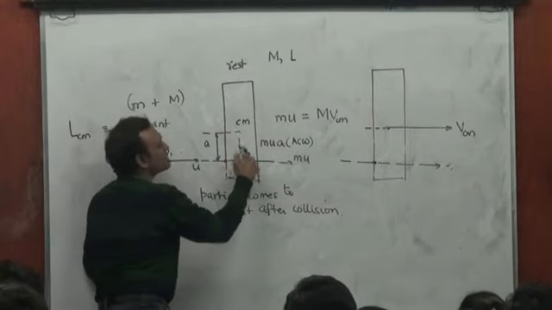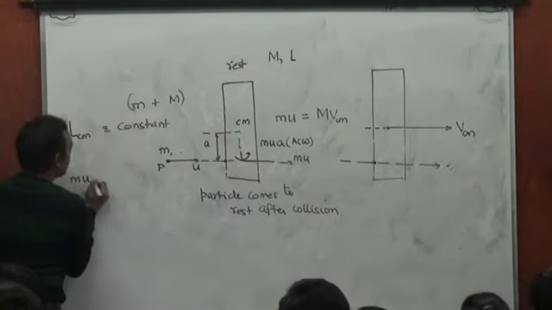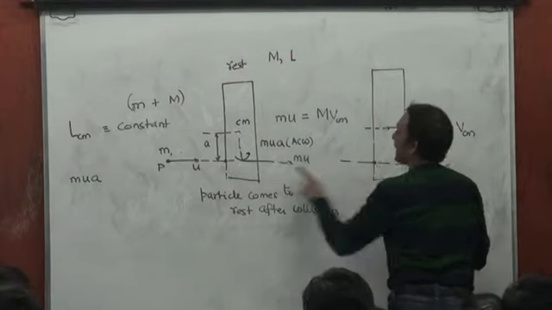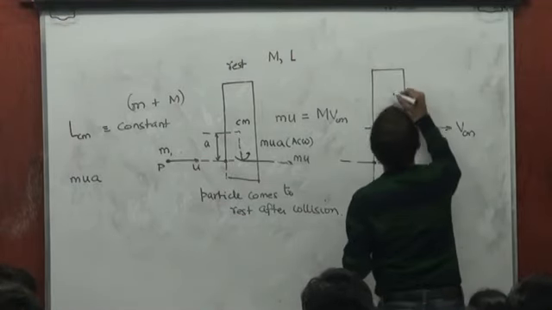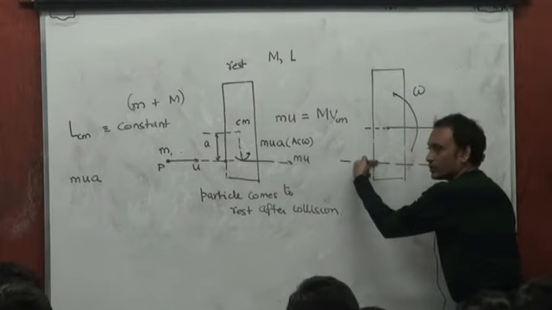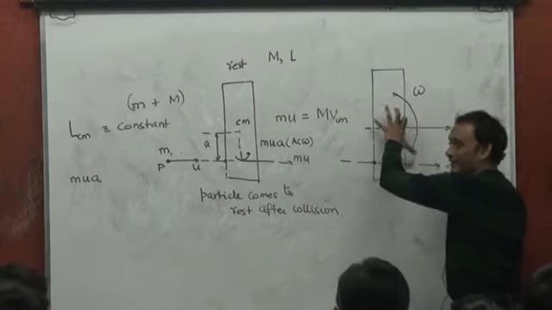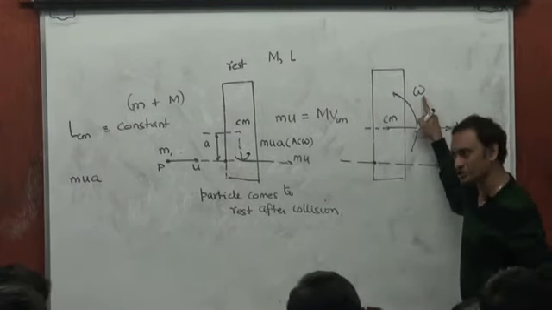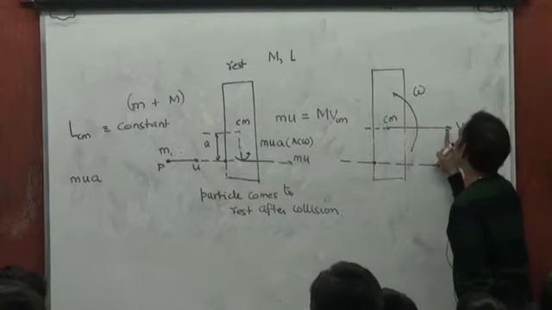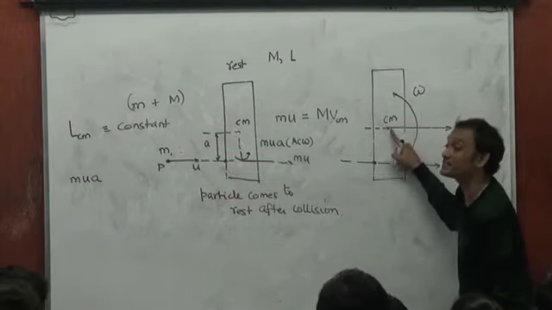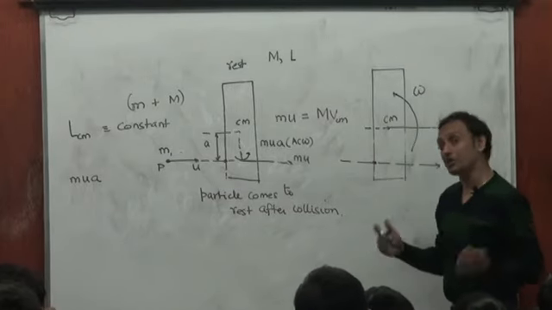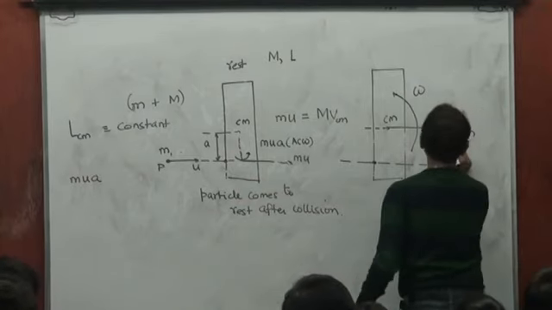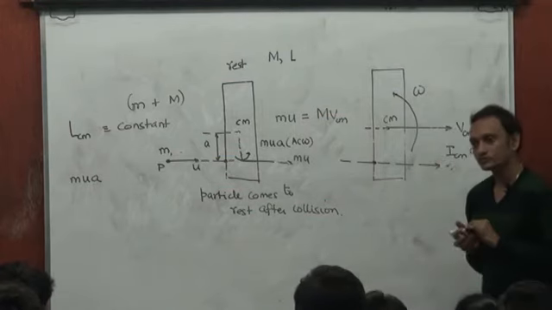What's the angular momentum about the center of mass before collision? Mu into a, anti-clockwise, right? Now, because of the impact, the rod develops an angular velocity omega like this. If the particle hits like this, the rod would develop an angular velocity omega like this. Now, the rod is in a state of general rigid body motion. What's the angular momentum of the rod about the center of mass? ICM omega. Even in general rigid body motion, the angular momentum about the center of mass will always be ICM omega. Yes or no? Right?